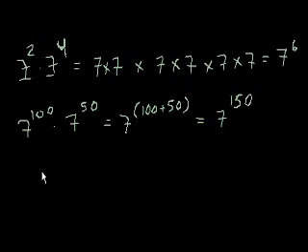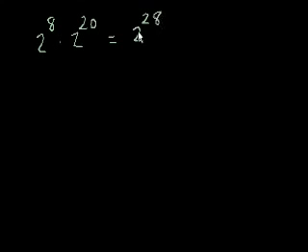Now, I just want to give you a little bit of warning. Make sure that you're multiplying, because if I had 7 to the 100 plus 7 to the 50, there's actually very little I could do here. I couldn't simplify this number. But I'll throw one out to you. If I had 2 to the 8th times 2 to the, let's say, 20th, well, we know we can add these exponents. So that gives you 2 to the 28th.